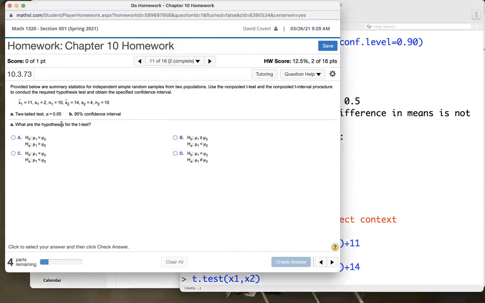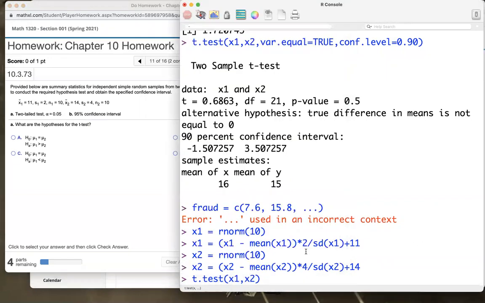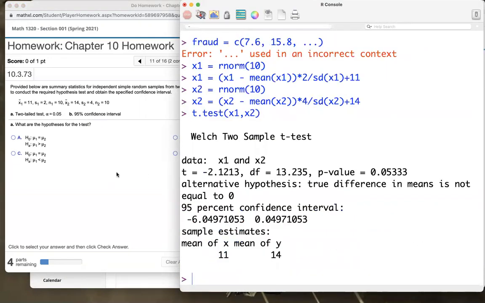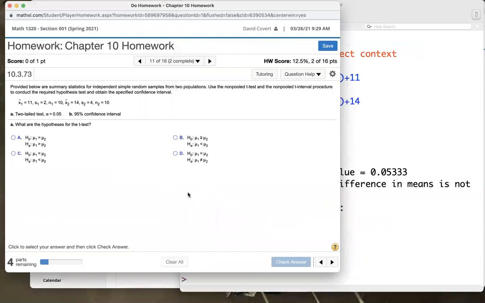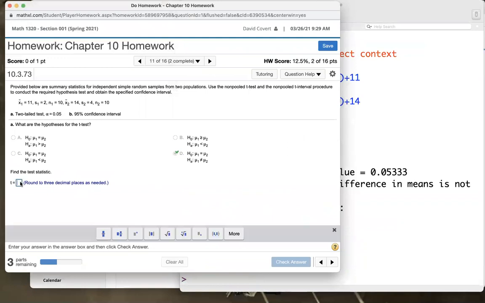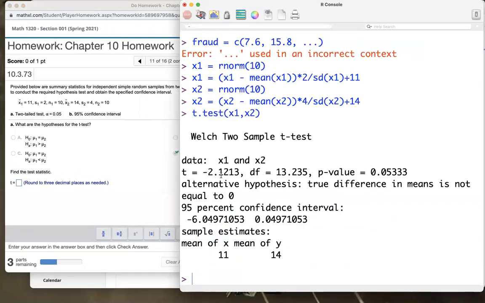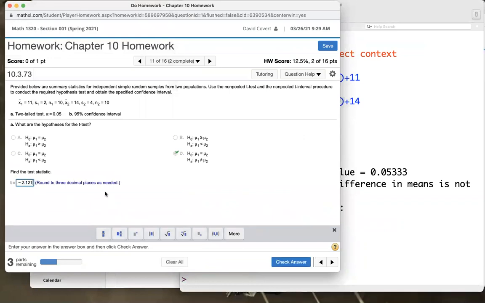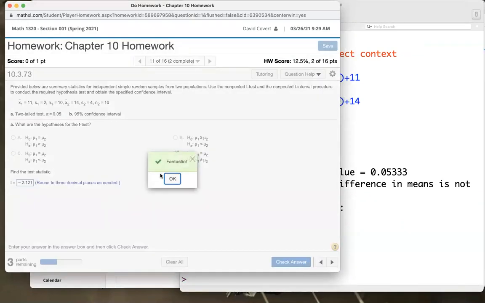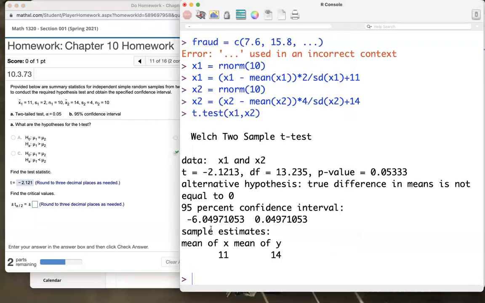And this is two-tailed with a 5% significance, 95% confidence. So we only have to do this once. And here's all the values that we need. So our two-tailed test is going to be that the null hypothesis is always that the means are equal. The alternative for two-tailed is that they're not equal. And then we can find the test statistic, which is negative 2.121. And then we can find the critical values.